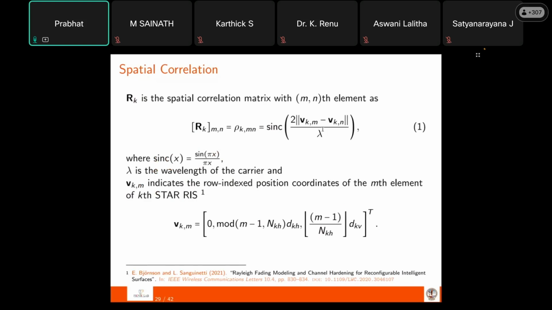So far I have given you a fair idea of what the full duplex technology is and what the RIS technology is, and I also told you that this RIS is implemented.